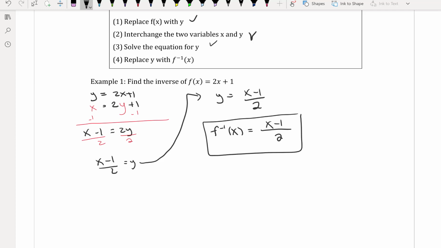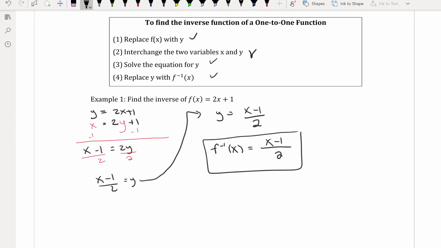So that is going to be my final answer. So that is how I find the inverse function of a one-to-one function.